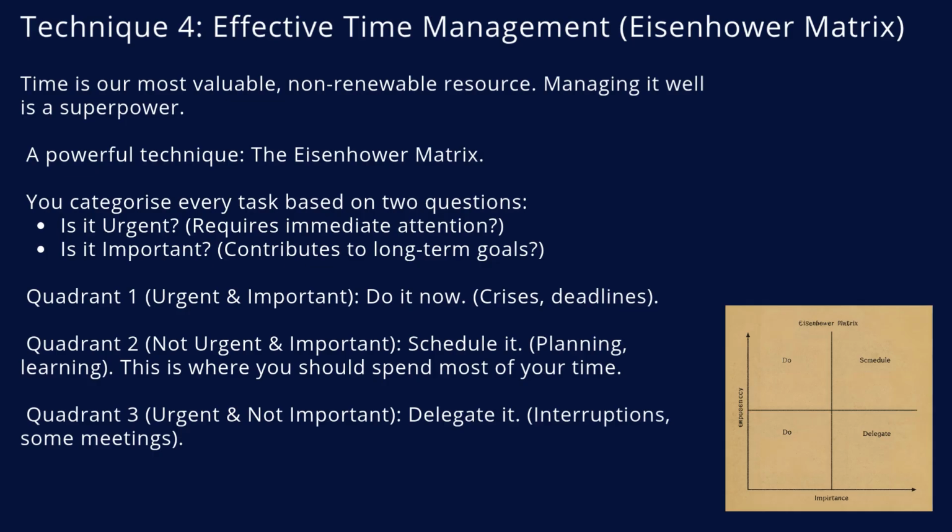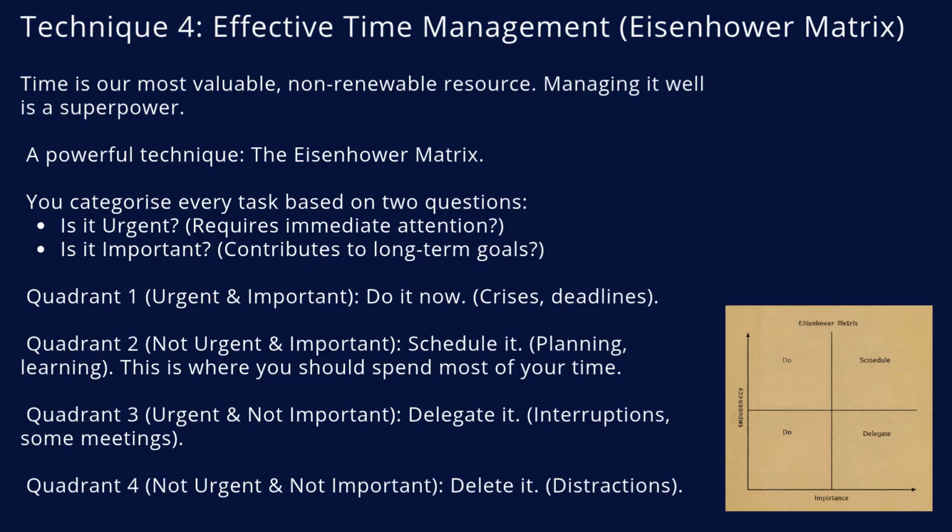Quadrant 3 is for tasks that are urgent but not important. These are often other people's priorities and interruptions. The strategy here is to delegate them if you can. Finally, Quadrant 4 is for tasks that are not urgent and not important. These are distractions and time wasters. You should delete these ruthlessly.